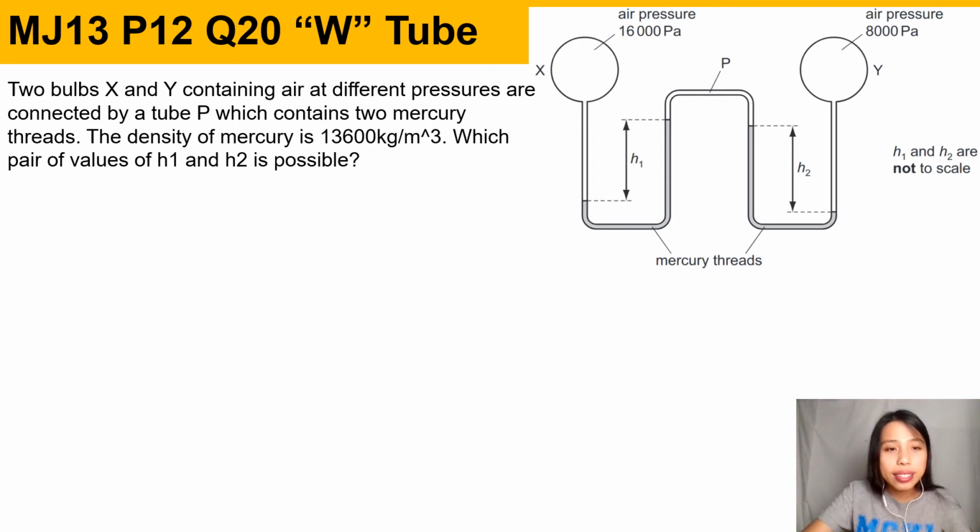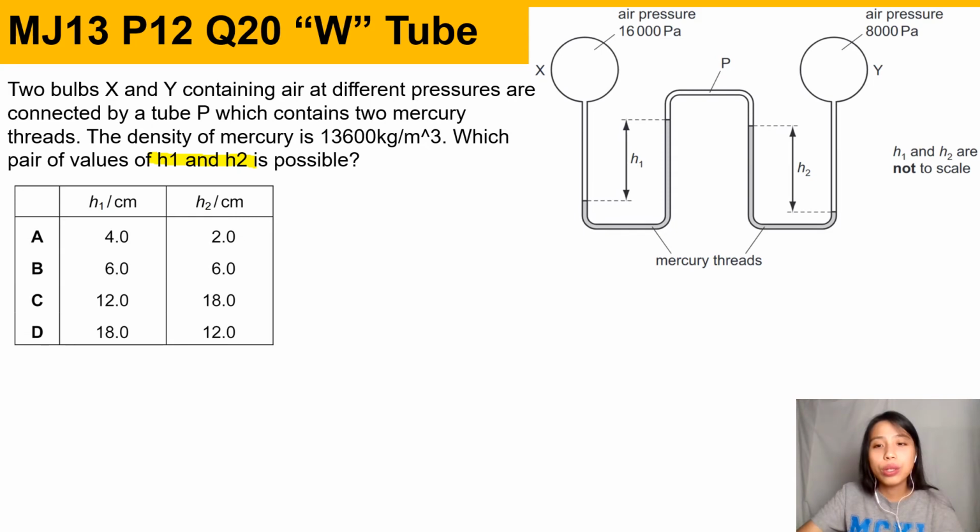So the question asks, what pair of values of H1, H2 is possible? Conveniently, they gave us the values. We just need to know which one to choose. So don't panic when you see this. Just remember the basics: pressure on the left equals pressure on the right. So for the first U tube, we break down the W into a U.